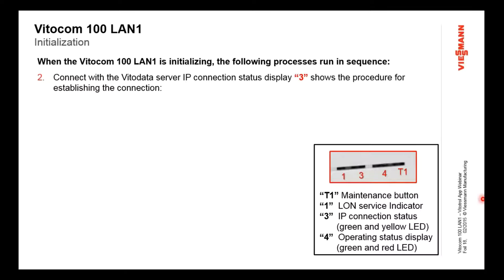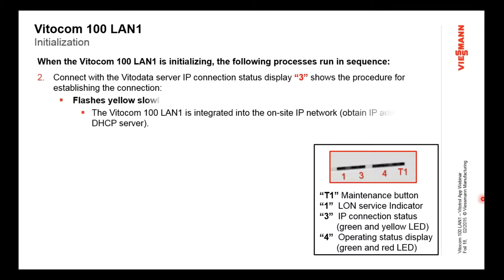So the next thing it does is look for an internet connection. The number 3 indicator tells me what the internet connection is doing. It'll start out by flashing, which is basically telling you it's looking for the DSL router, and it's looking for an IP address. So again, this is why you don't have to do any work on the router, because the Vitocom LAN1 is going to do that for you. It's going to talk to the router and say, hey, look, I'm a new guy in town, and I need an address so I can talk on the internet.